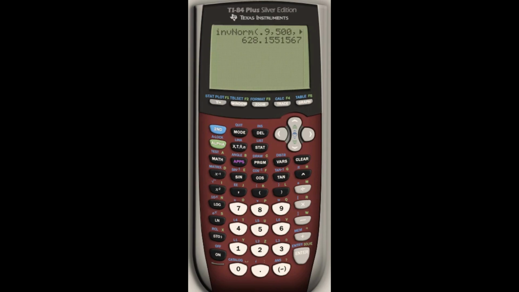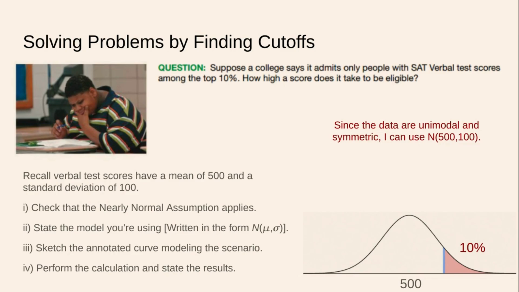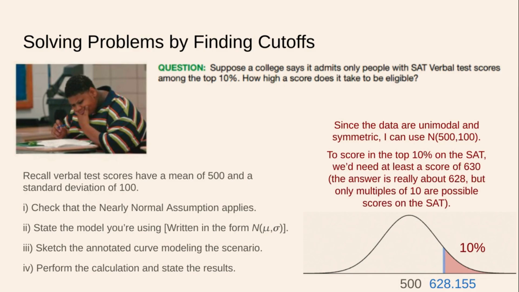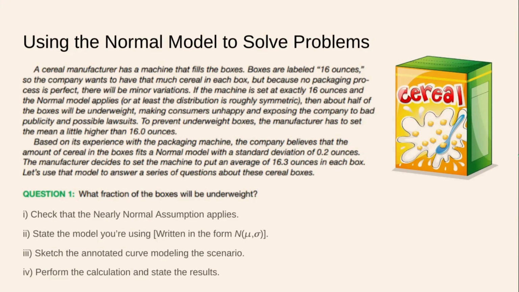And there is our answer, 628.155 approximately. So to score in the top 10%, we would need at least a score of 630. Now, why do I say 630? Well, the answer is about 628.155 on the calculator, but for the SAT, only multiples of 10 are possible scores. We know that a 620 would be too low, so we would say 630 and up would get us in that top 10%.